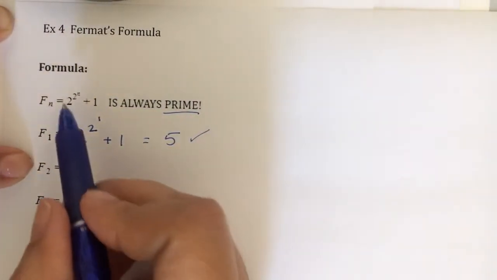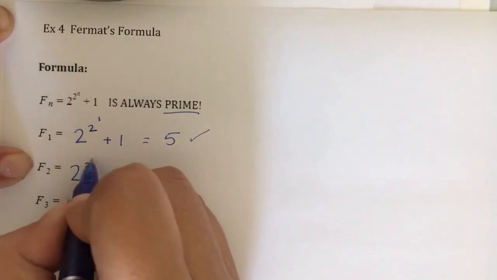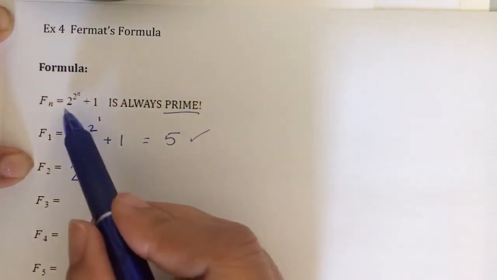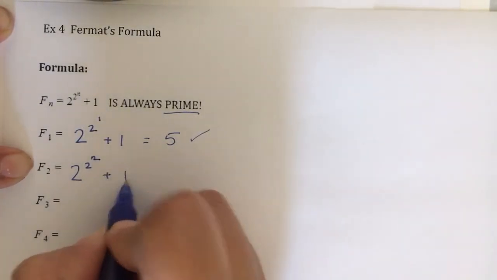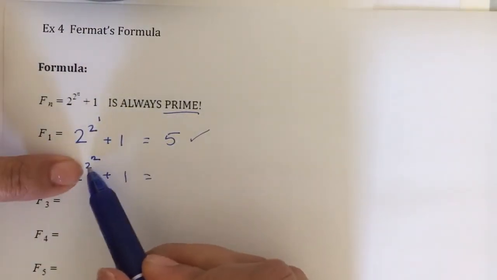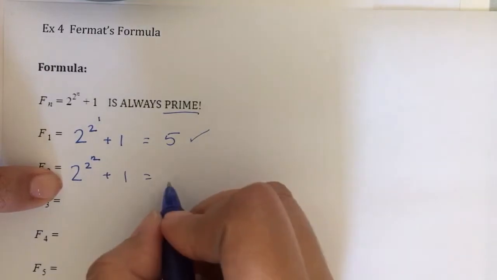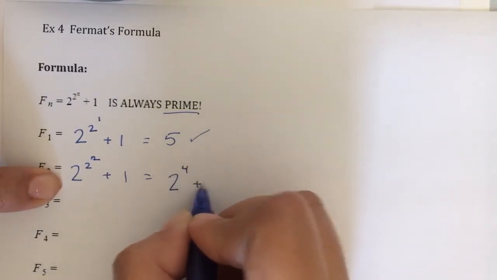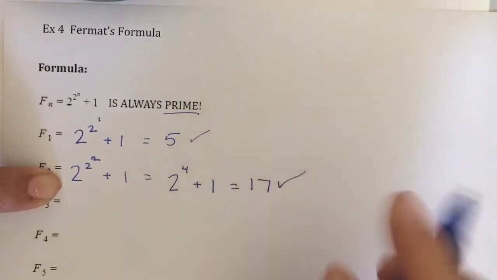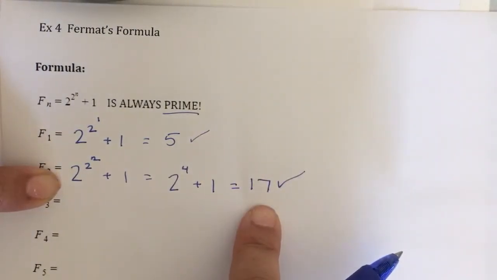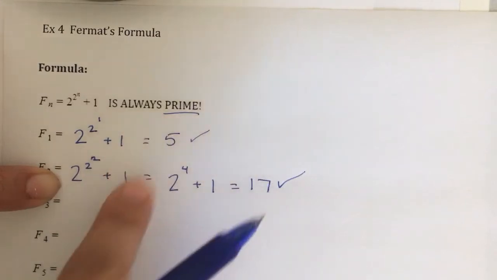Now let's plug in n equals 2. I know this is kind of weird. It's 2 to the power of 2 to the power of 2 plus 1. Okay, so 2 to the second power, that's 4. So 2 to the fourth power plus 1, that's 16 plus 1. This one's also a prime number. Okay, so I have evidence that this is true. Let's try another one.